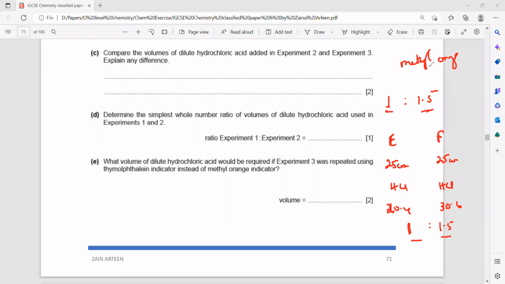So this is done with methyl orange. But now we are doing it with another indicator, which is thymolphthalein. And the ratio should be 1 is to 1.5 for their volumes, E and F. This is 25 cm³, this is also 25 cm³ that we added in the beginning. And here, when we did this experiment, we need 10.1. So how much F is needed? We just cross multiply, taking the ratio 1 is to 1.5. That's why it will be 15.15, about 15.3 cm³.